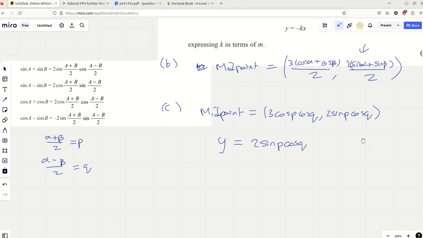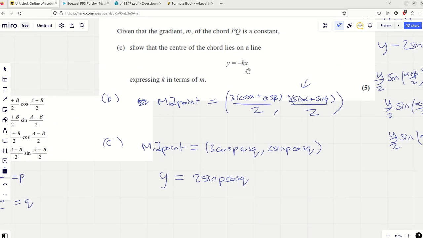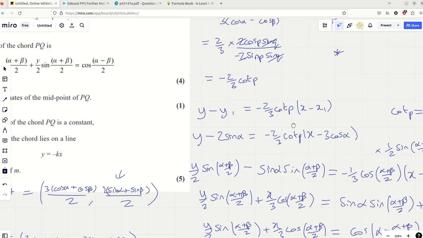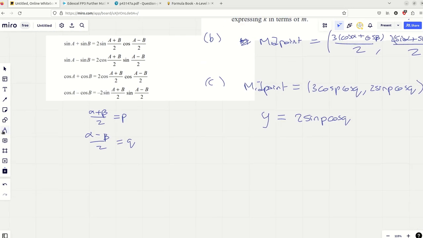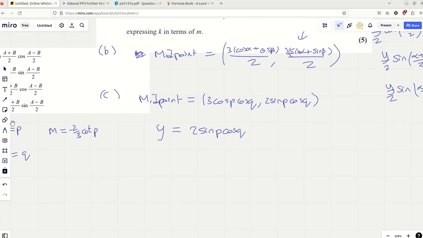Let's remind ourselves what the gradient is, though, because we're going to write this in terms of gradient times x, or some function of the gradient times x. Now remember, the gradient is minus 2/3 cot p. Okay, right. Now we need to introduce x. How do you introduce x? Well, what I'm going to do is write down y equals 2 sine p cos q, and I'm going to times it by x over x, because then I can introduce x.